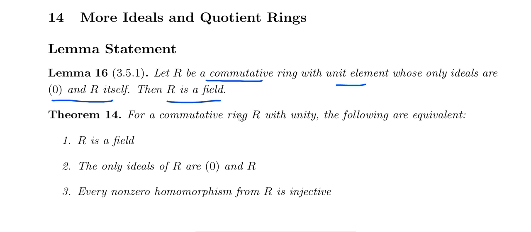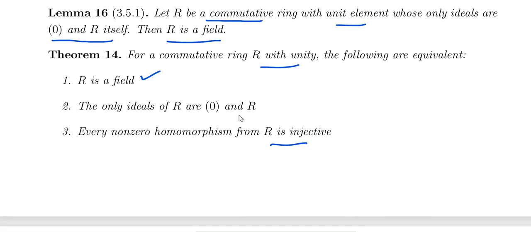For a commutative ring R with unity, the following are equivalent: R is a field; the only ideals of R are 0 and R; every non-zero homomorphism from R is injective. These three are equivalent statements. Okay, that is R is a field, every non-zero homomorphism from R is injective.